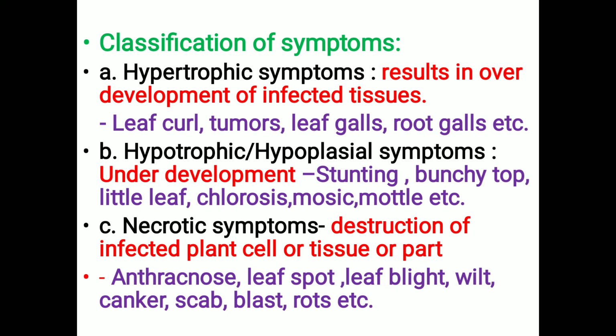Next one, necrotic symptoms. Necrosis means what? There is a sudden destruction of the infected tissue due to attack of pathogen, and due to that the plant shows a burning appearance, just as if the plant parts are burnt. Simple examples are anthracnose, leaf spot, leaf blight, wilt, cankers, blast, etc. So these are the classifications of symptoms: hypertrophic, hypotrophic and necrotic symptoms. Among them, necrosis or necrotic symptom is most important. So let us see one by one here.